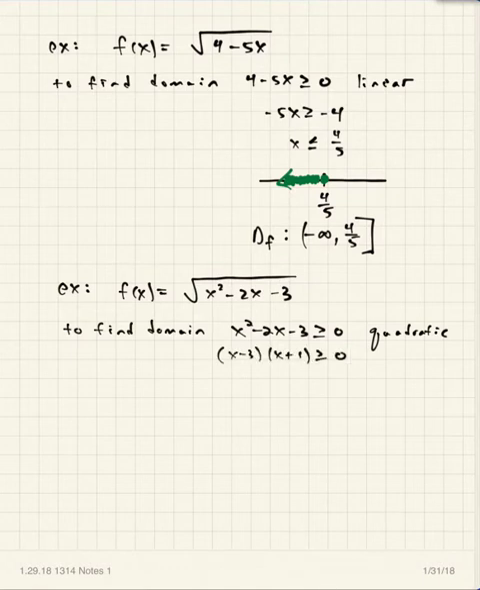And so that could happen, right? The critical numbers for this function are negative 1 and 3. Those factors give you the critical numbers. And then remember, what you have to do is analyze the signs of those factors in between the critical numbers. Remember, we did this last week.